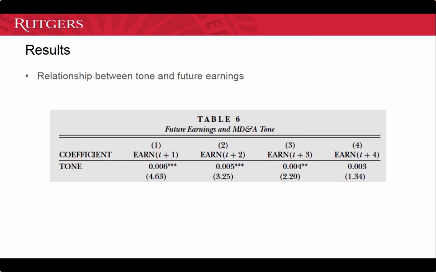So one quarter away from a measurement of tone is a significant relationship, okay? Two quarters away, it's still significant. So 6 months later. Three quarters away, it's still significant, but it's getting less and less so. 1 year later, it's not significant anymore, okay? You can't predict earnings based on tone from a year ago. Those are his results.